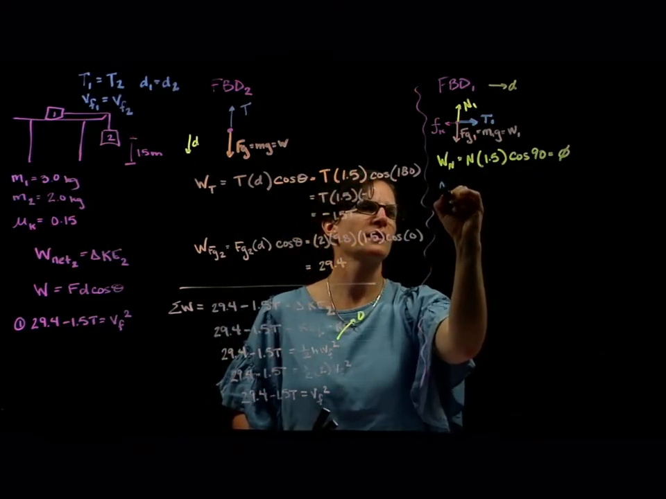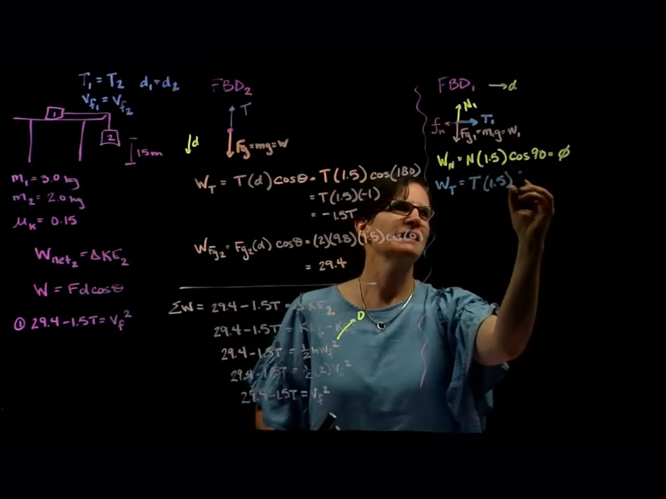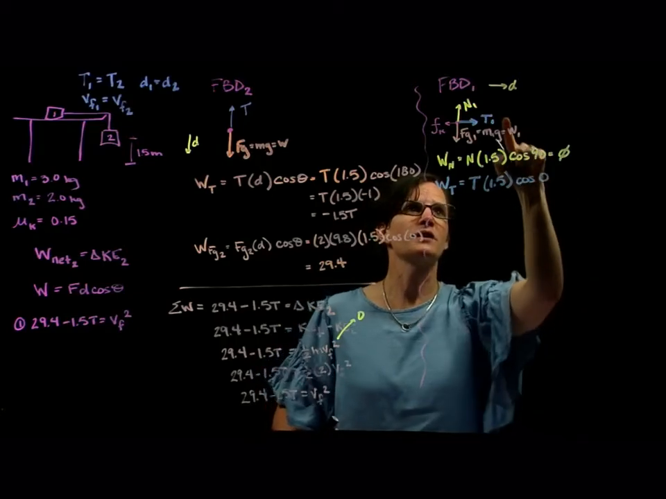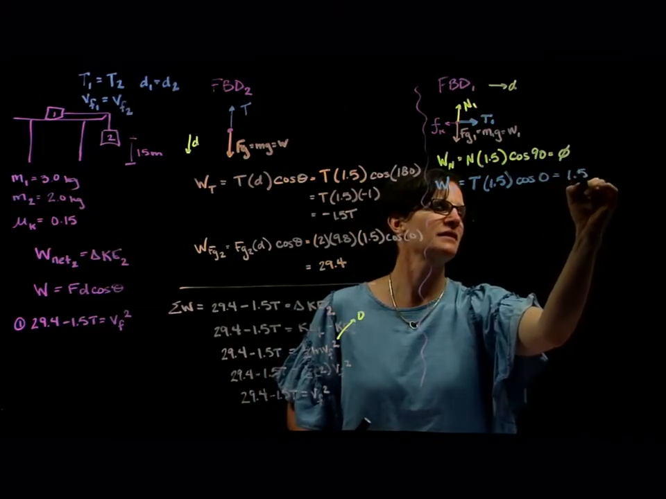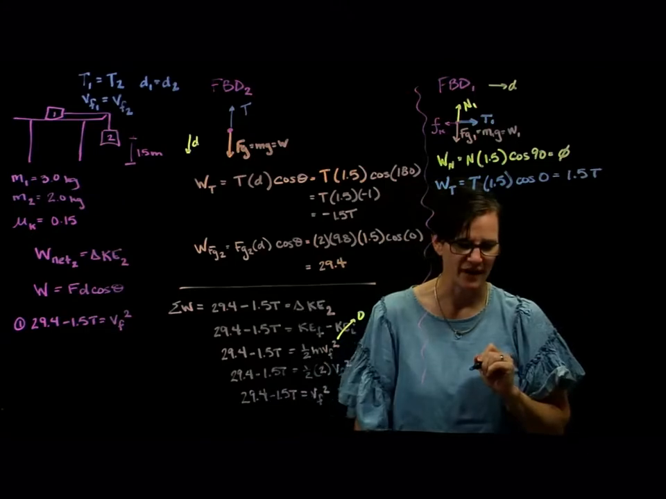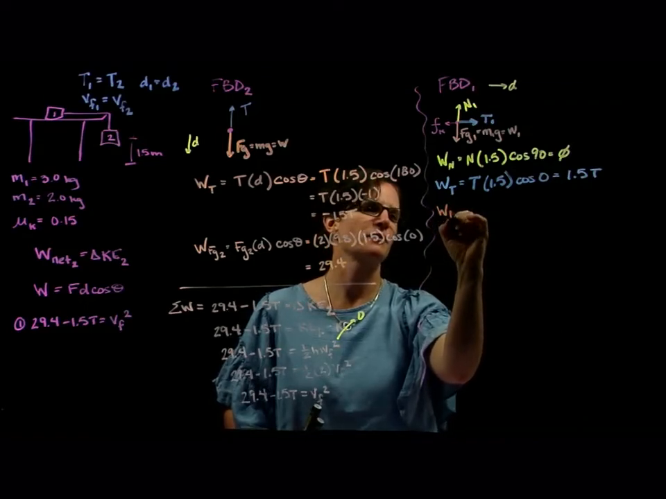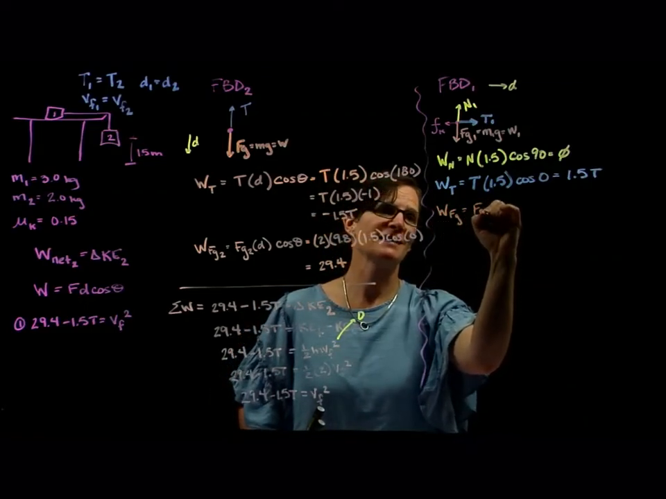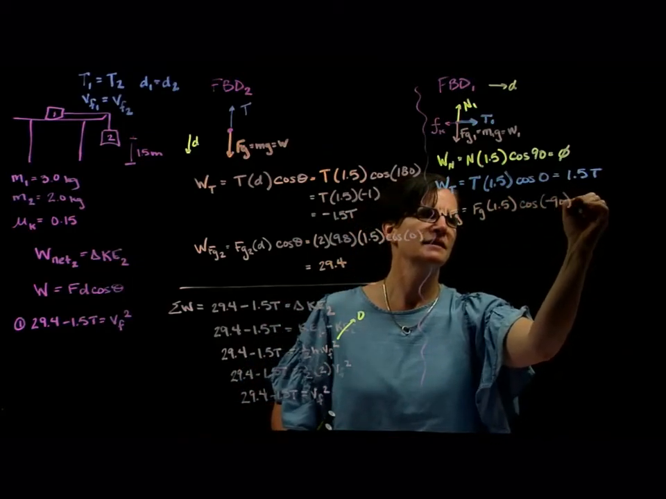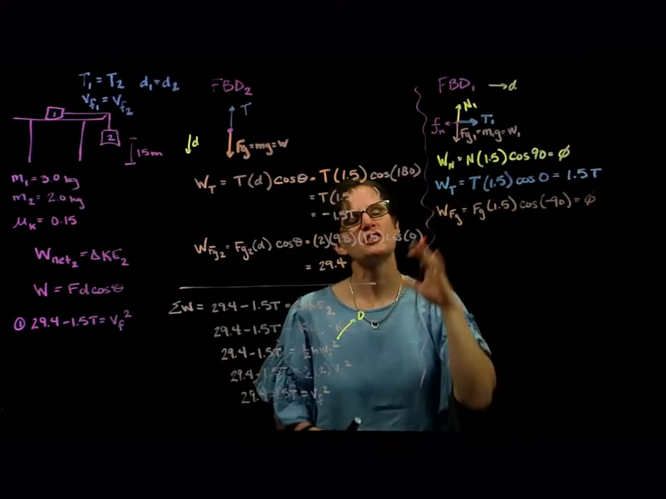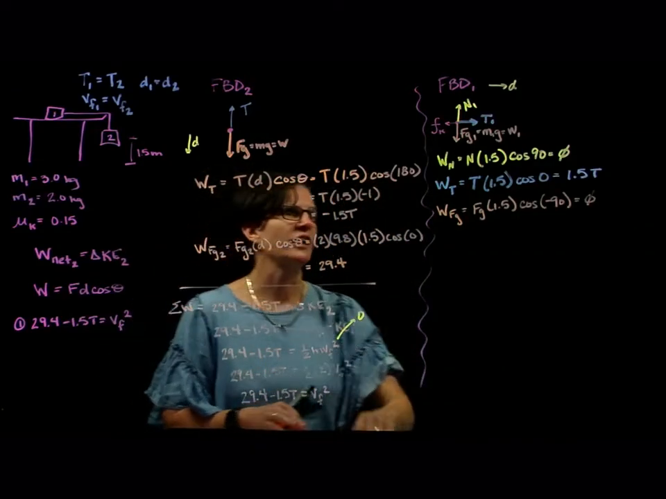All right, what about the work done by the tension? Well, that's the tension times 1.5 times the cosine of 0. The tension and the distance are in the same direction. So we end up with a positive, does positive work, positive 1.5 T. Perfect. Now we have the work done by the force of gravity, and that's going to equal the force of gravity times 1.5 times the cosine of negative 90, which also equals 0. And if you infer that those equal 0 because they're perpendicular, great. Your conceptual understanding is solid. I like it.